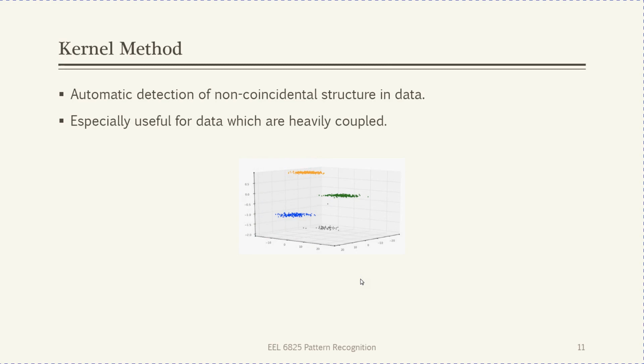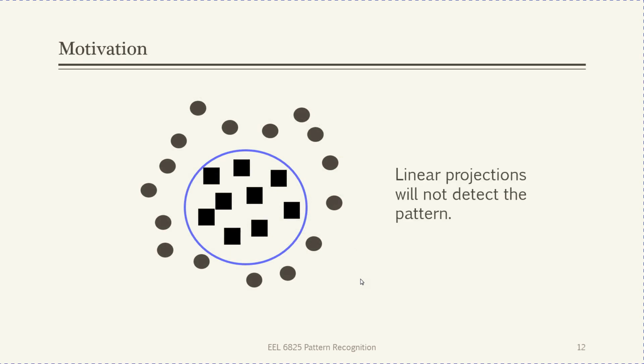And moving on is the kernel method. Kernel method can automatically detect non-coincidental structure in data. This is especially useful for data which are heavily coupled. The motivation here is that all those techniques we mentioned at first, the k-means and the PCA, can only apply linear classification and clustering. So in this case, if we adopt those techniques, we might end up with a linear line here instead of the circle. So linear projection will not detect the pattern.